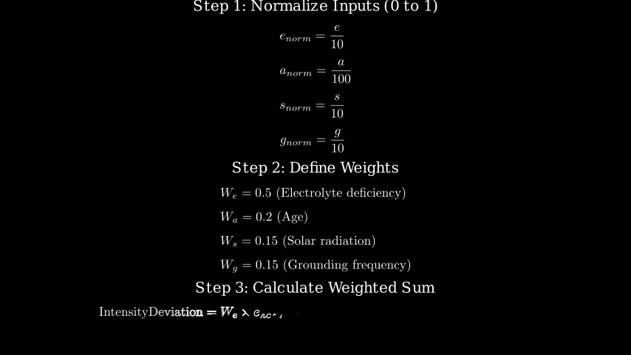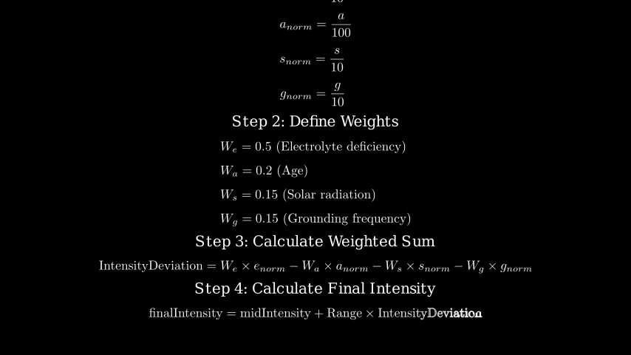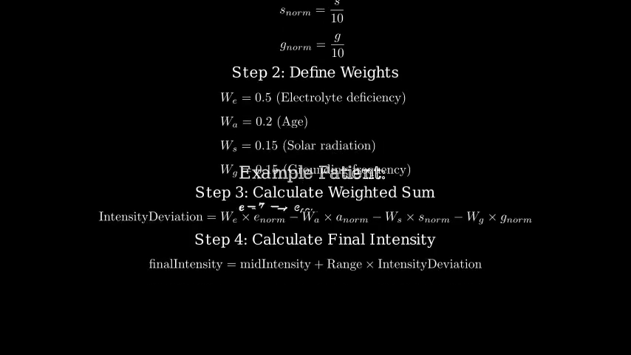The formula for intensity deviation becomes intensity deviation equals W sub E times E norm minus W sub A times A norm minus W sub S times S norm minus W sub G times G norm, and our final intensity equals mid-intensity plus maximum possible range times this weighted sum. Let's work through an example.